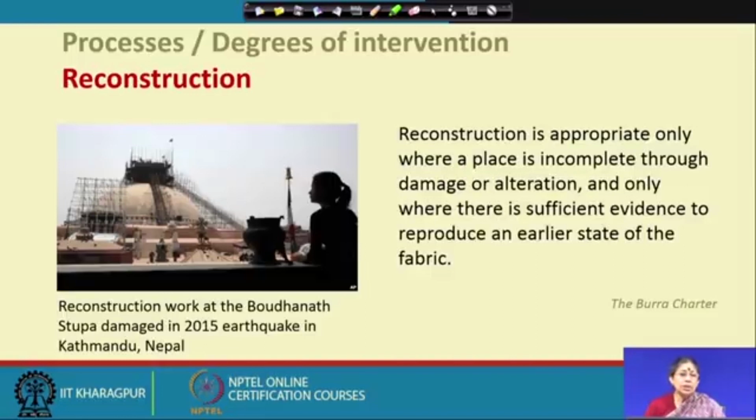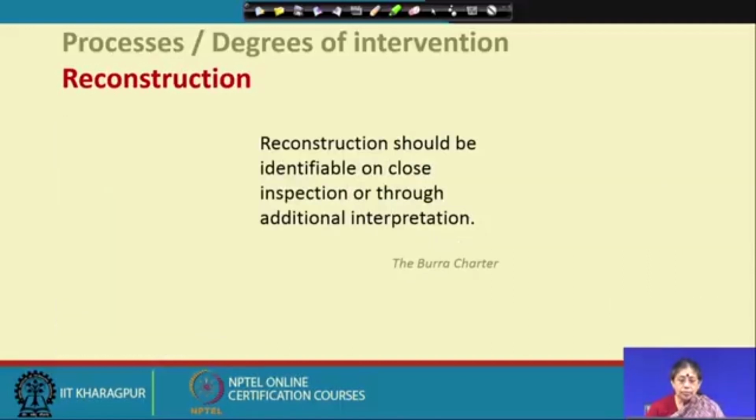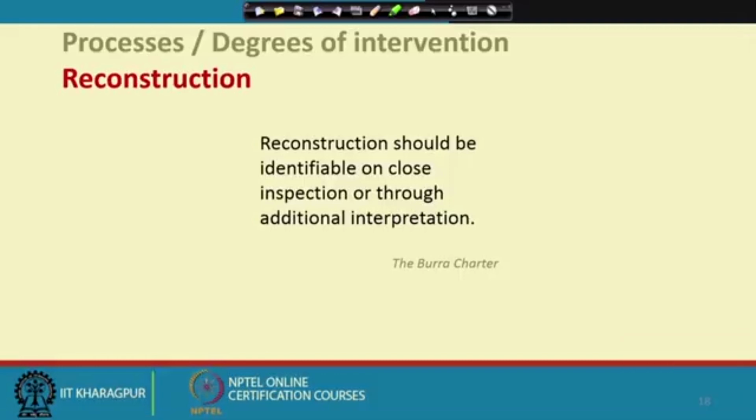So, there are various situations where reconstruction can be done. A reconstruction can be done for a part of a structure, a part of a building, or sometimes for the entire structure. Now, the principle says that reconstruction should be identifiable on close inspection or through additional interpretation. That means, if reconstruction is done only for a part of a structure or a sculpture, it should be identifiable very clearly, at least when seen in close contact.